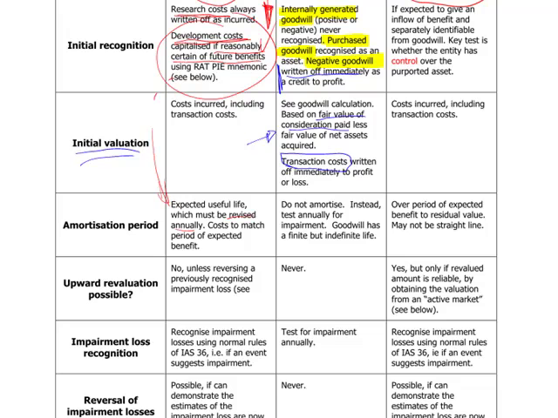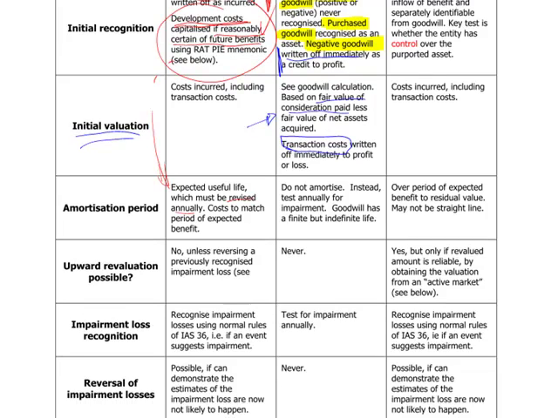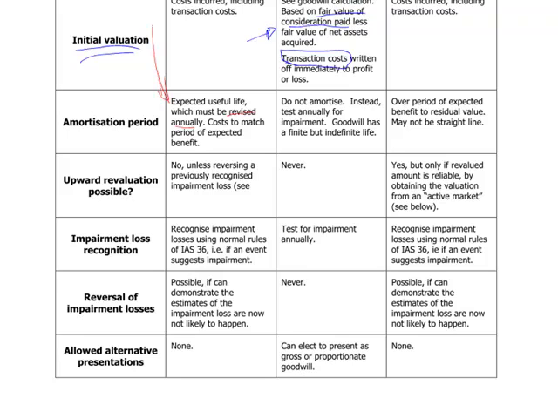Okay, when it comes to amortization, what do we do with goodwill? Remember, unlike other intangibles, goodwill is not amortized. But what you have to do is always make sure you test it for impairment every single year. All right. So these would be the key points I wanted to highlight on goodwill.